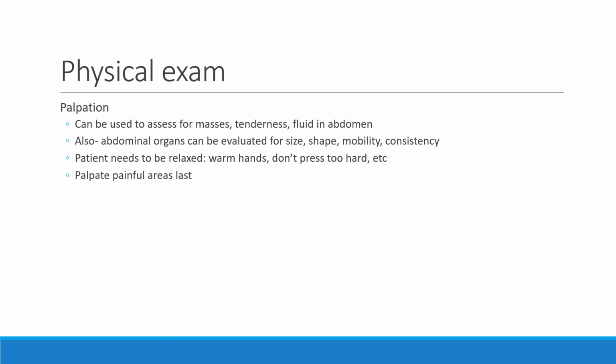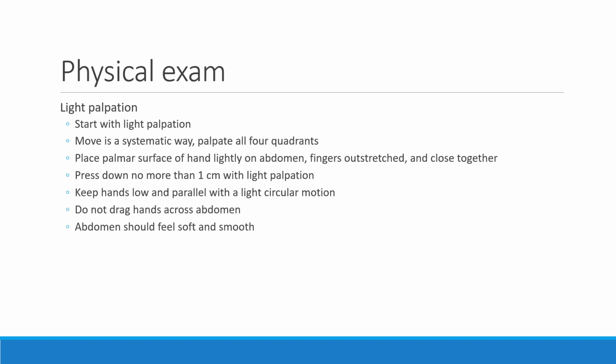And then we move on to palpation, the last portion of our abdominal physical exam. This can be used to help assess for masses, tenderness, and fluid in the abdomen. Also, abdominal organs can be evaluated for size, shape, mobility, and consistency. To do this well, our patient needs to be relaxed, so we should have warm hands. We don't want to press too hard, and we have to remember to palpate the painful areas last.